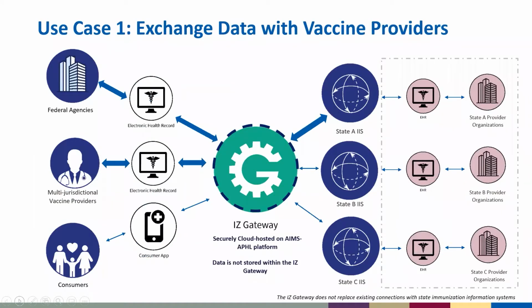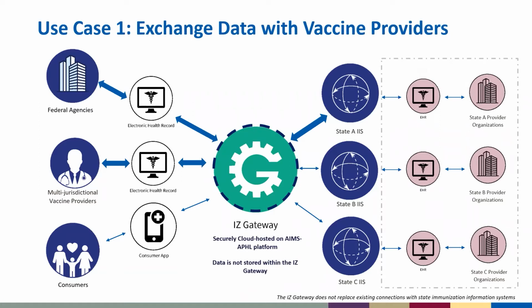All right, so back to use case 1, data exchange with multi-jurisdictional vaccine providers. This data flow diagram depicts data exchange among those parties. Starting on the left side, you see the multi-jurisdictional providers. In the center there, in the green image, you see the IZ Gateway. And then to the right, the globes are the IIS, which is the final destination. The IZ Gateway software is hosted by the Association for Public Health Laboratories, or APHL, on behalf of the CDC.